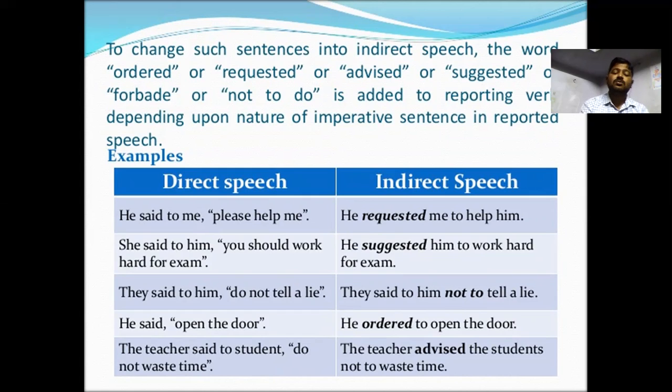He said to him, do not tell a lie. He told him not to tell a lie. He said, open the door. He ordered to open the door. The teacher said to the student, do not waste time. The teacher advised the student not to waste time.